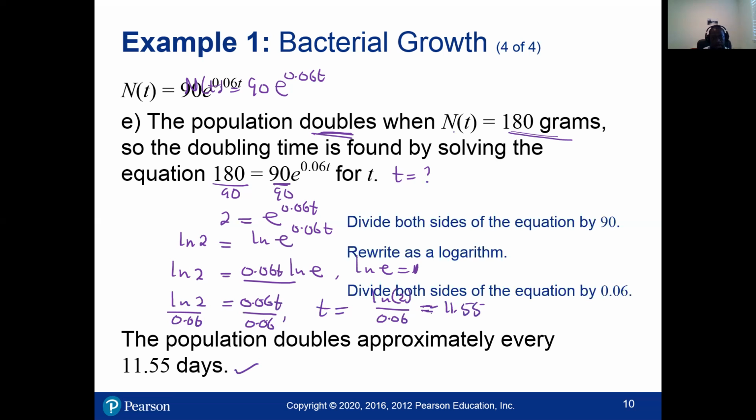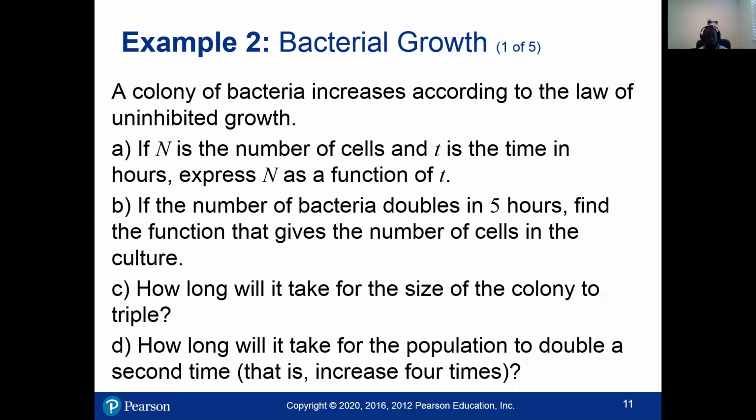All right. Now, let's go to example 2, population. A colony of bacteria increases according to the law of uninhibited growth. If N is the number of cells and t is the time in hours, take note of that, in hours, A, express N as a function of t. B, if the number of bacteria doubles in 5 hours, find the function that gives the number of cells in the culture. Here our goal is to find k, because we have the initial N. So what is k? And this will still be there.